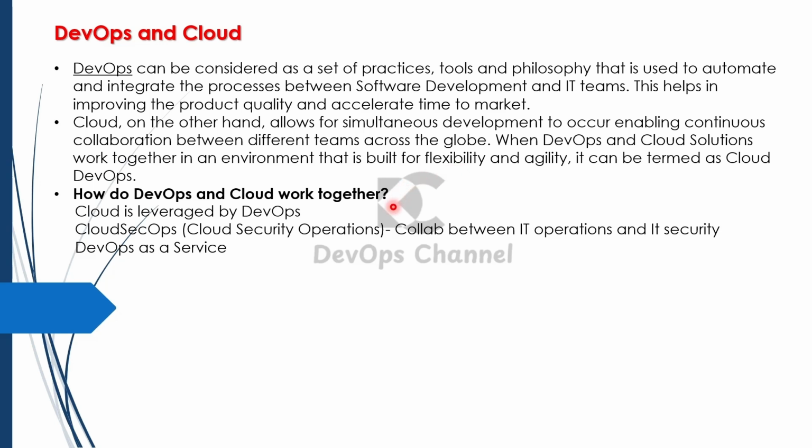Next one is cloud SecOps, meaning cloud security operations. It's a collaboration between IT security and IT operations. It integrates processes, tools, and technology to keep an enterprise secure while reducing any associated risk. And DevOps as a service is a set of cloud-based tools that enables collaboration between the development and operations teams of an organization. Many cloud providers provide this as a service.